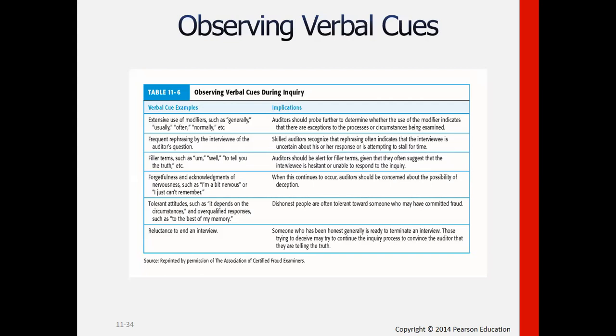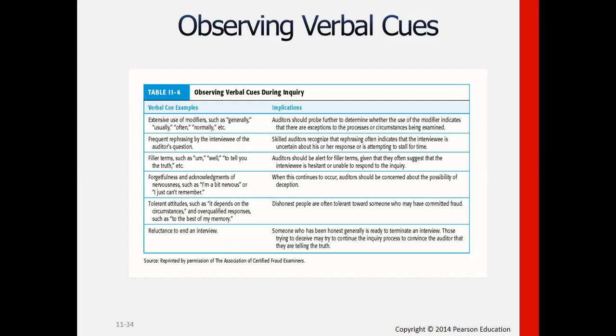Observing verbal cues during inquiry. Example would be extensive use of modifiers such as generally, usually, often, normally. The implication is that we should probe further, if the use of the modifier indicates that there are exceptions to the processes or circumstances being examined. Very interesting in terms of implications. Next, frequent rephrasing by the interviewee of the auditor's question. So may clarify, sir, is this the way that you would like to ask me, or is this what you mean? So a lot of rephrasing.